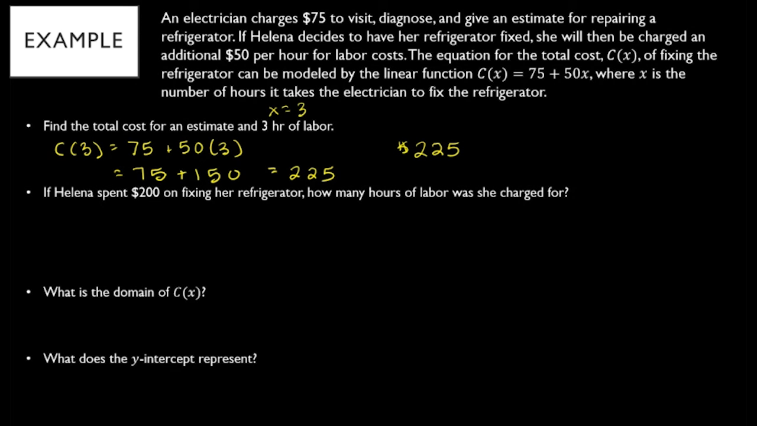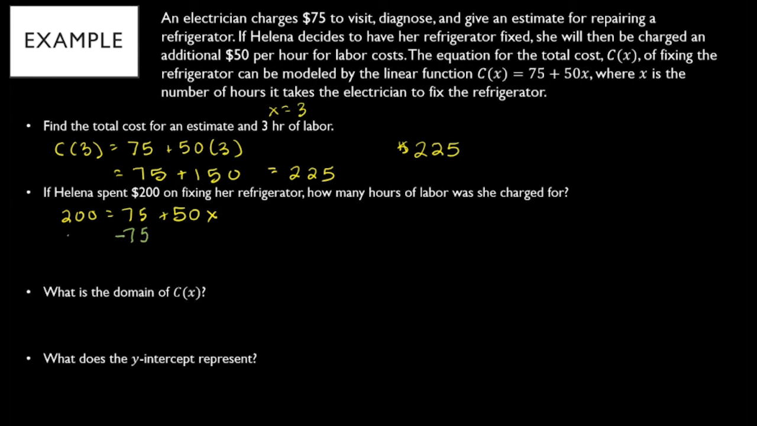If Helena spent $200 on fixing her refrigerator, how many hours of labor was she charged for? Well, we know that 3 hours is $225, so we know that it was less than 3 hours here. We find this out by replacing the cost part of our function with $200. And then we have 75 plus 50x. So now we've got an equation to solve. You just replace the left side with that cost because that's what it's standing for. C of x is the total cost. This total cost is 200. So we're going to solve for x.